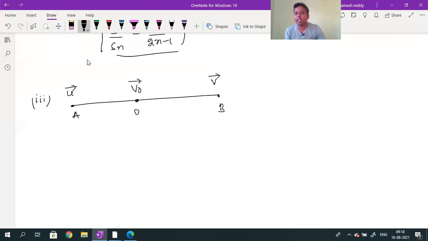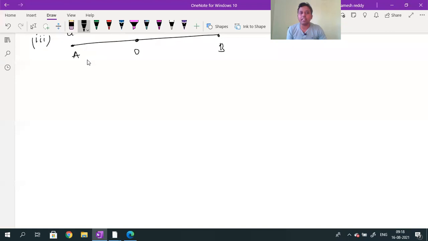A body moving with a uniform acceleration crosses the two points A and B with velocities u bar and v bar. The velocity at A is u bar, the velocity at B is v bar. Then what is the velocity of the body at the midpoint? What is the midpoint? The midpoint is O.